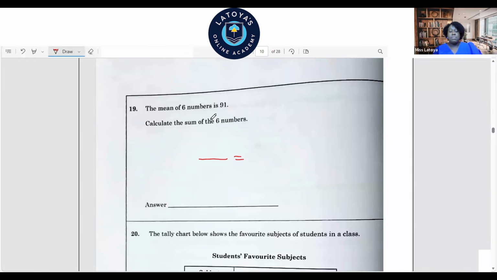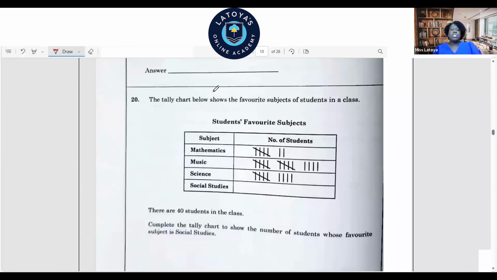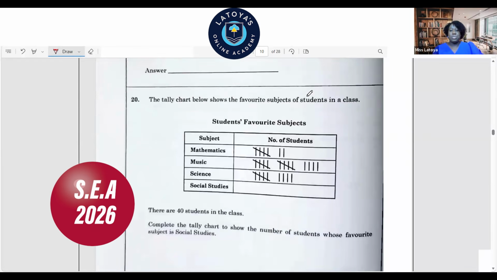So they said the mean of the 6 numbers is 91. They gave us the number of values and they want the sum. We have to multiply 91 by 6 to get the sum. 6 ones are 6 and 6 nines are 54. So the sum is 546. Question 20. The tally chart below shows the favorite subjects of students in a class.